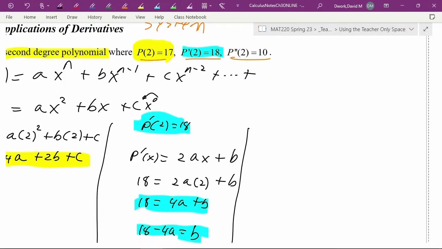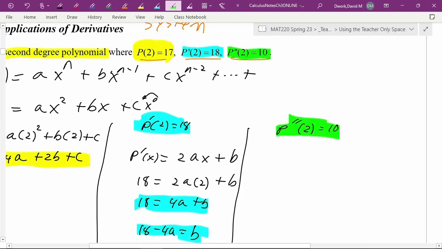All right, I need some other relationship to be able to work the system completely. And what do we see here? Well, our next piece of information is P double prime of 2 is equal to 10. So what do we know? I know from this piece of information that when I have the second derivative and I sub in 2, that should be equal to 10.